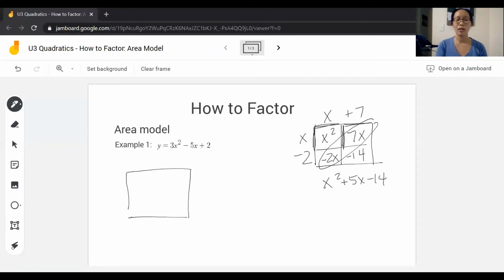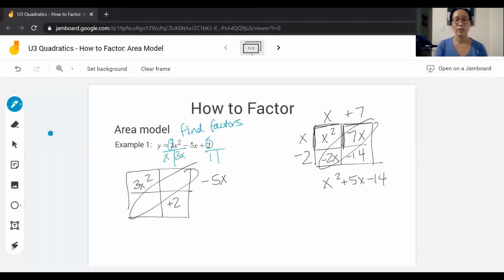Here we are starting with 3x squared minus 5x plus 2, and we know that our diagonal like terms add up to minus 5x. What we don't know is the length and the width of the rectangle that gave us this area. To find that, we find the factors of A and find the factors of C. So what did we multiply to get 3x squared? This was x times 3x. What did we multiply to get 2? It was a 1 times 2.